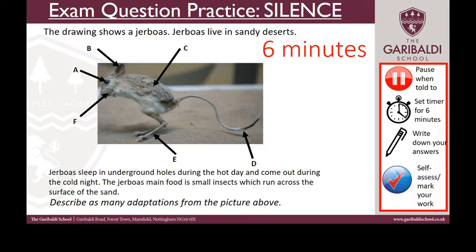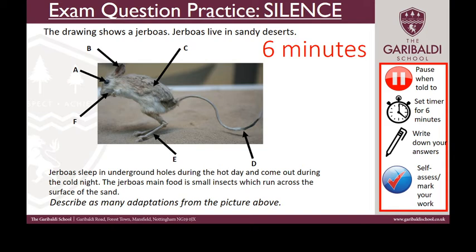So, the picture shows jerboas. Jerboas live in sandy deserts. They sleep in underground holes during the hot day and come out during the cold night. The jerboa's main food is small insects which run across the surface of the sand. Describe as many adaptations from the picture above.